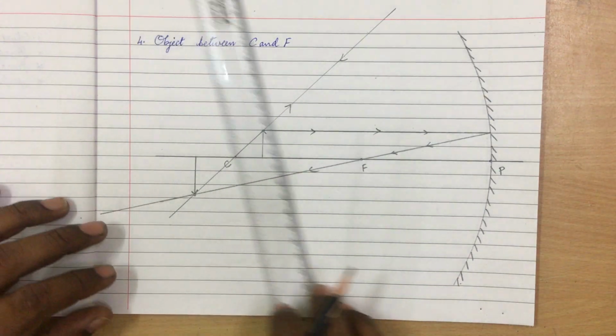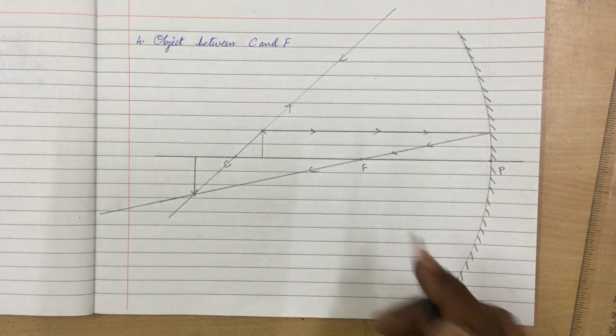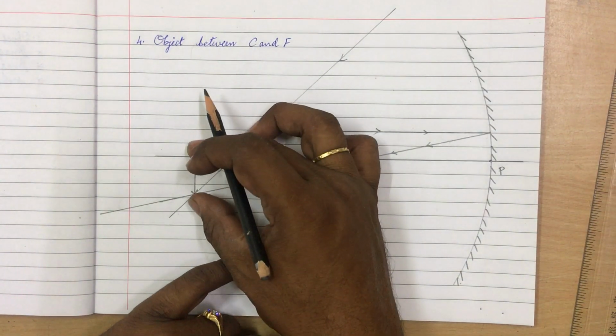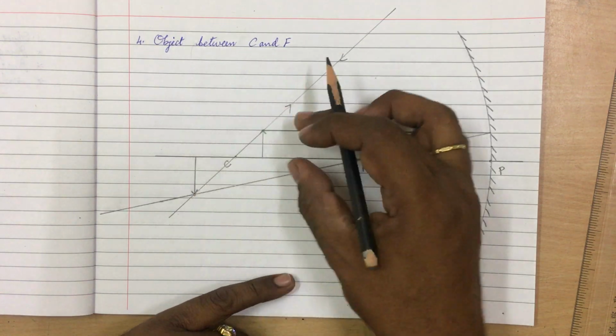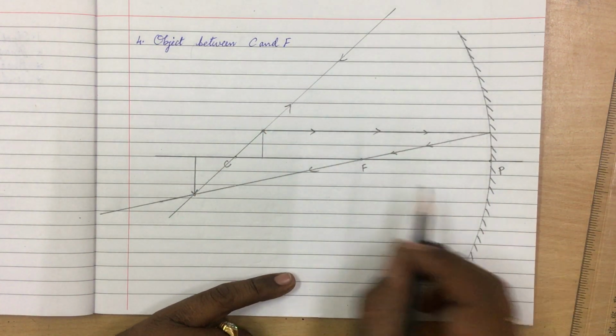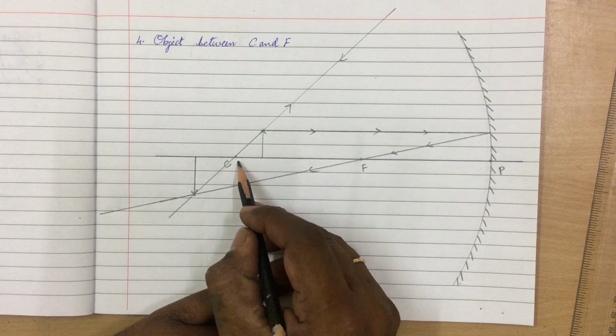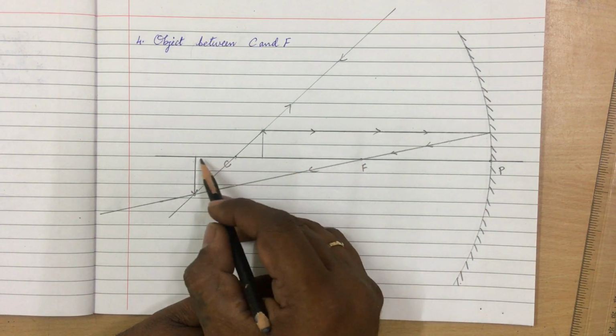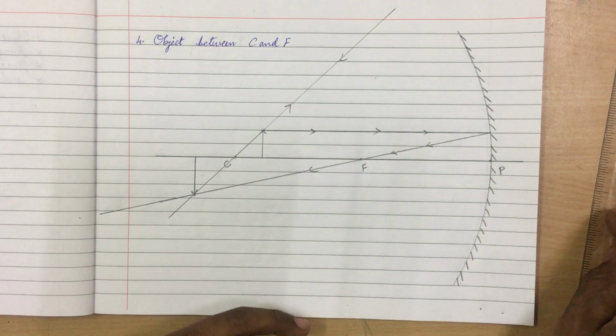When you see the image formed, the size of the image formed is greater than the size of the object. The image is found beyond C. The object is between C and F. The image is found beyond C.